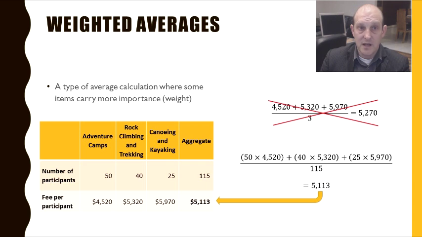However, for a weighted average, we take into account the relative number of participants, as can be seen with the new calculation. We also divide by the total number of participants to arrive at the correct weighted average of $5,113 per participant. I performed a similar calculation for the average variable cost per participant.